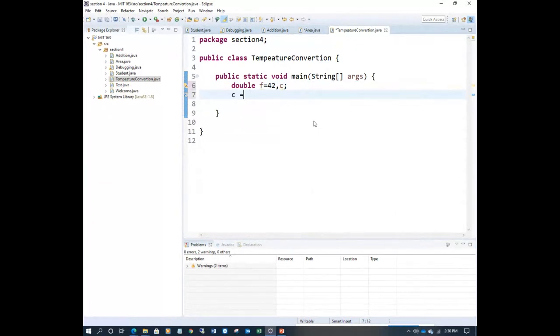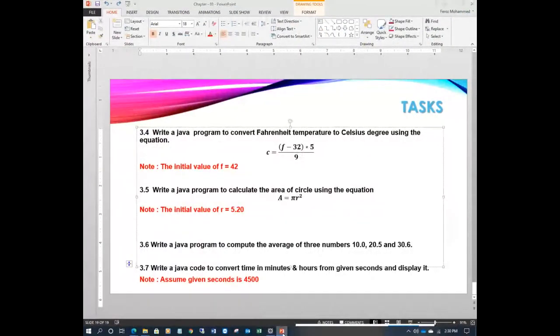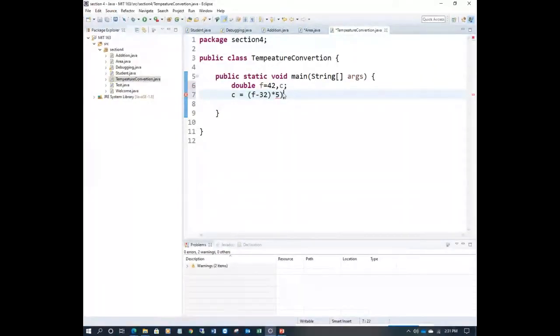So now use the formula. C equal to (F minus 32), bracket close, then multiply 5, see the formula, multiply 5, then the whole divided by 9. The whole expression must be enclosed in brackets. Better you enclose it, then division by 9, then keep a semicolon. That's it, that's the equation.